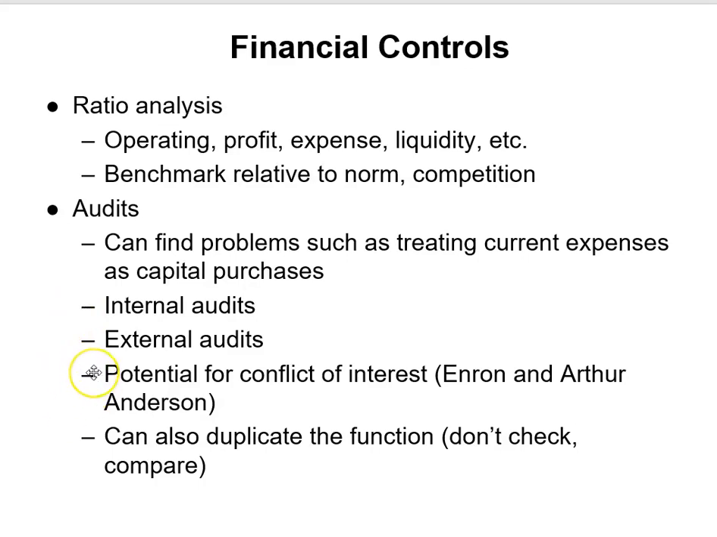External audits have the potential for conflict of interest. Enron, which is a name that will go down in infamy, hired Arthur Andersen to do its accounting and its external audits. Well, Arthur Andersen was also doing consulting work for Enron. So the auditing people didn't want to make Enron upset or create any problems because then they would lose the consulting business. Big conflict of interest. And since then, they had to split the business up.